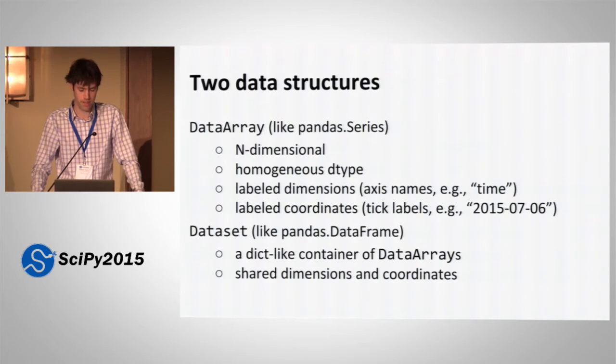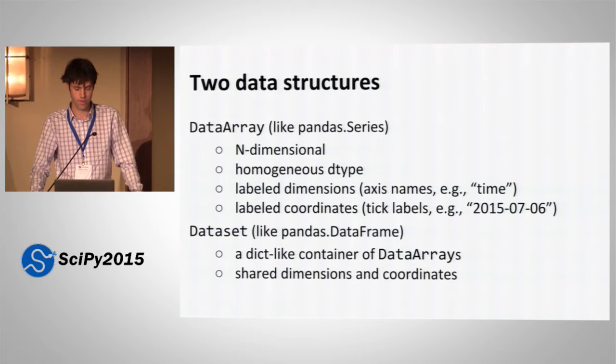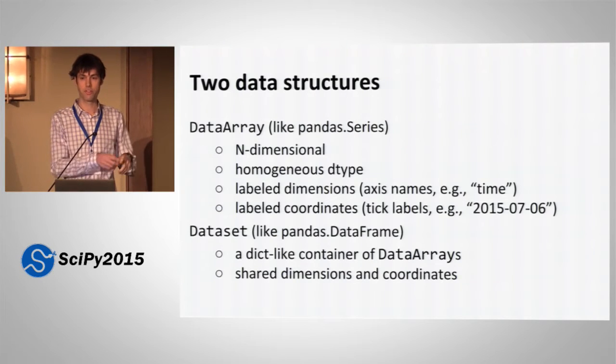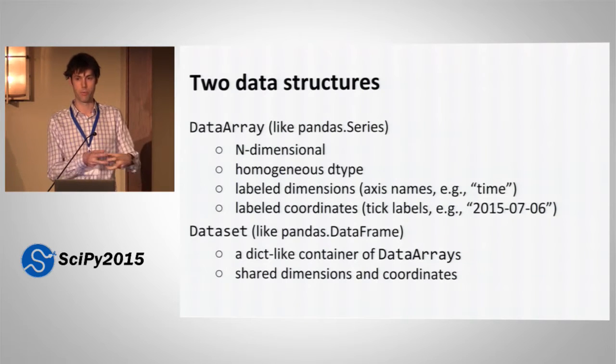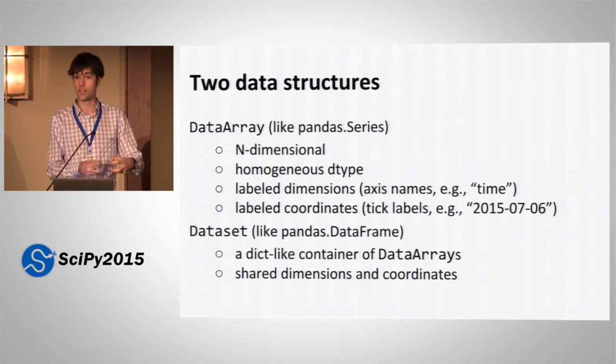We also have the Dataset, which is like our equivalent of the DataFrame object in multiple dimensions. This is a dictionary-like container of arrays. So it's a set of arrays that have some shared set of dimensions and shared coordinates. So I have a bunch of data all in one coordinate system. I want to be able to analyze it, knowing that it's all aligned together.